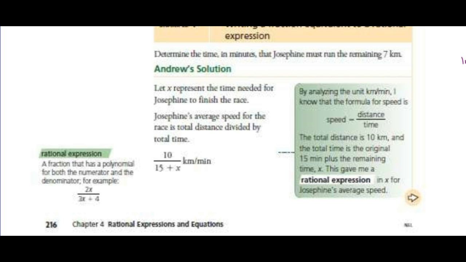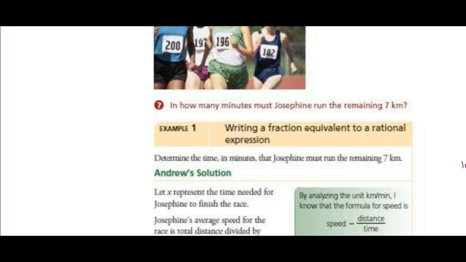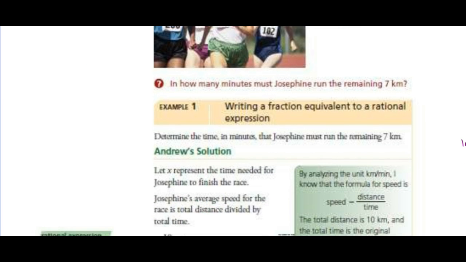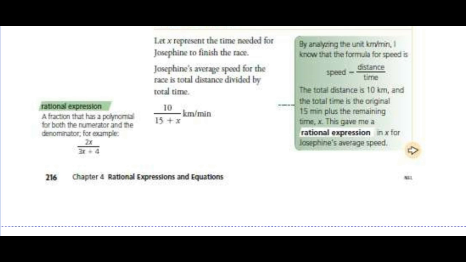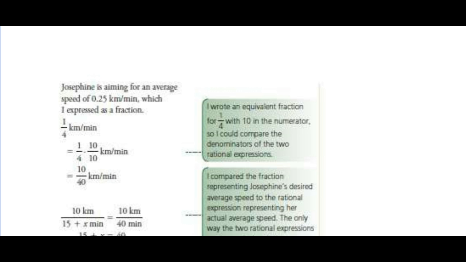So she's going to run a total distance of 10 kilometers. She's already spent 15 minutes. She's going to spend this amount more, and I want that to average out to 0.25 kilometers per minute. Determine the time. Let's just pop ahead.